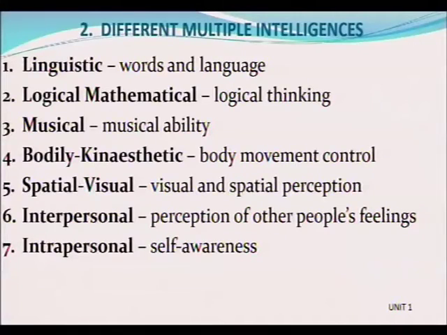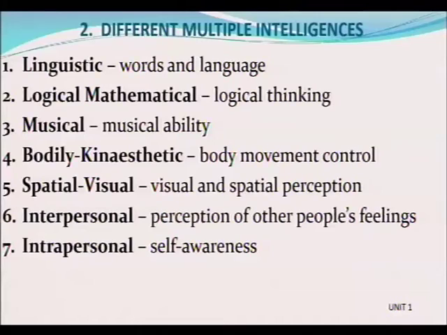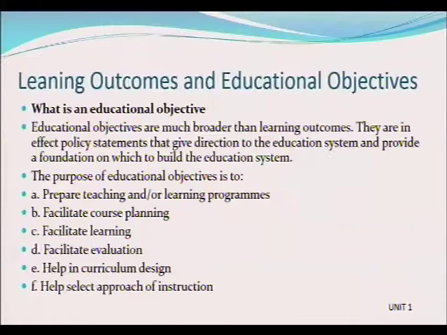And then we have the bodily kinesthetic intelligence, which is body movement control. Maybe the child is best at physical education. Then we have got the spatial visual. This is when a child is able to create a visual image by just setting out something there, if the child is able to create a picture in his or her mind. And then we have got the interpersonal, which is the perceptions of other people. And the intrapersonal is the child aware of him or herself and what is around him or her.